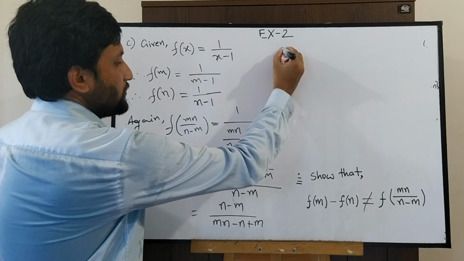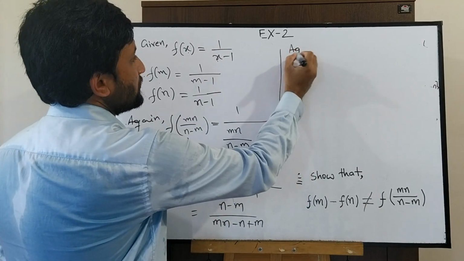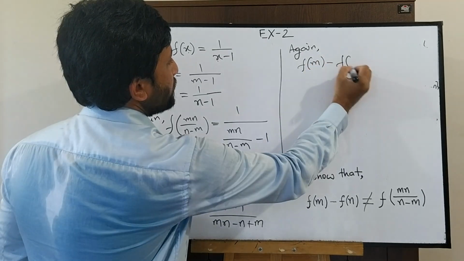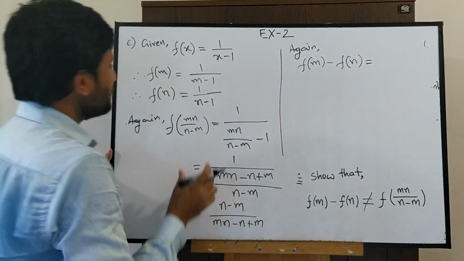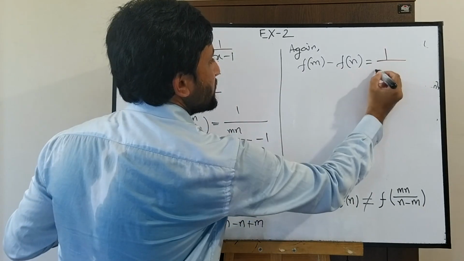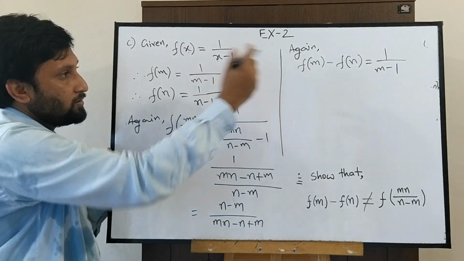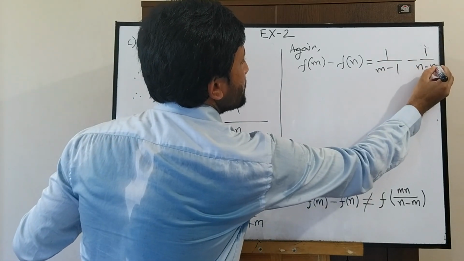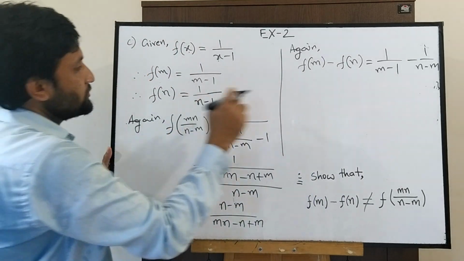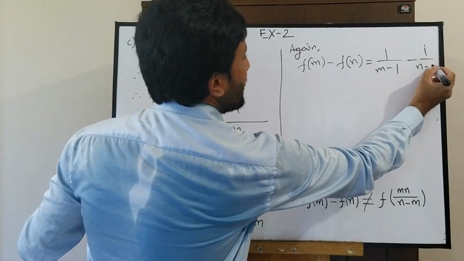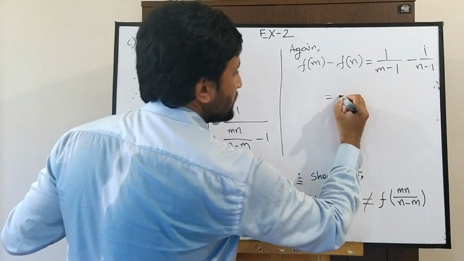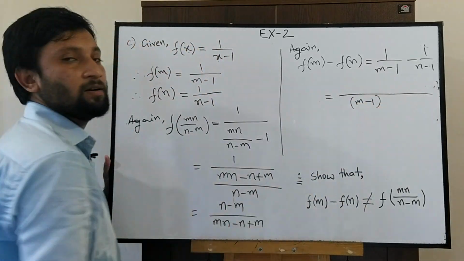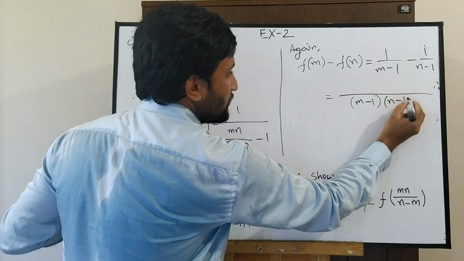Again, f of m minus f of n. See that f of m means 1 divided by m minus 1, now minus 1 divided by n minus 1. By calculation, the LCM is m minus 1 into n minus 1, so the LCM will be m minus 1 and n minus 1.